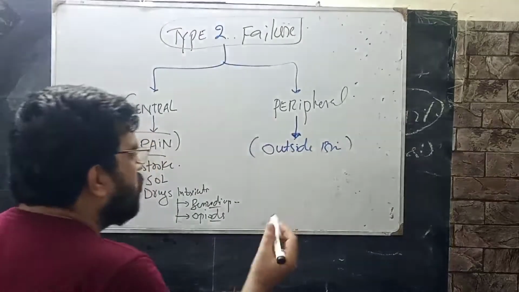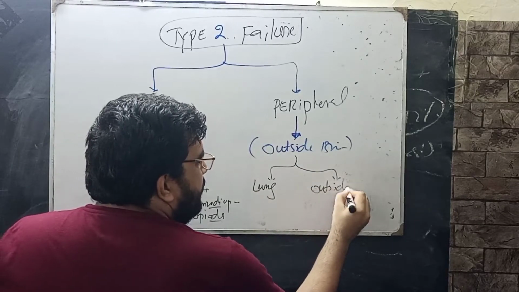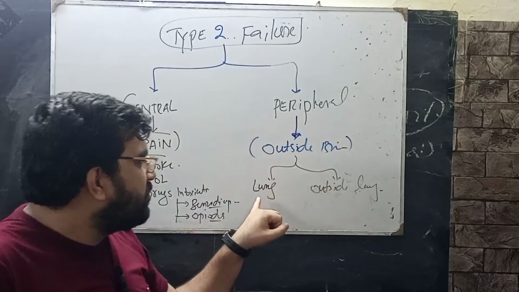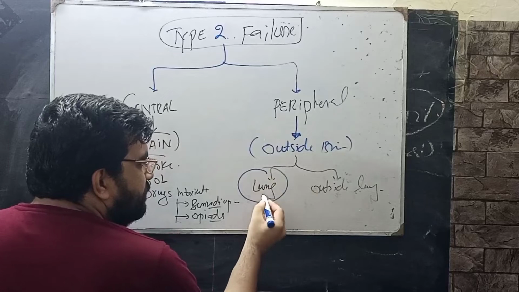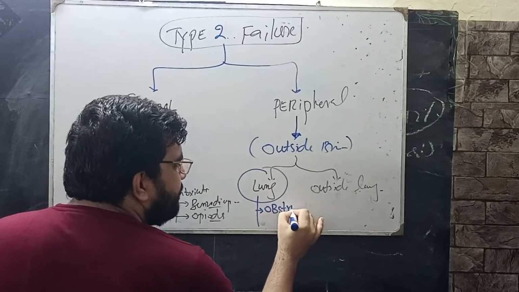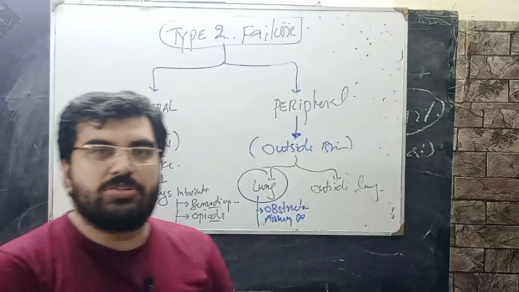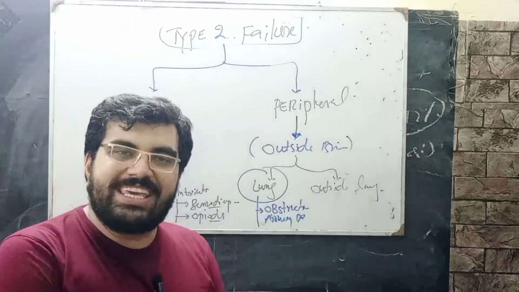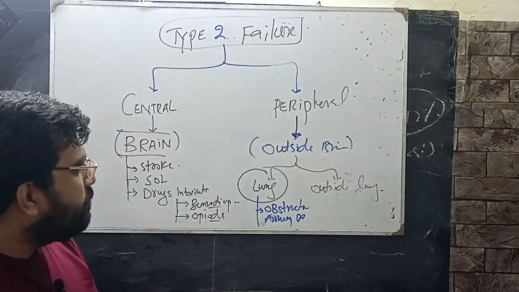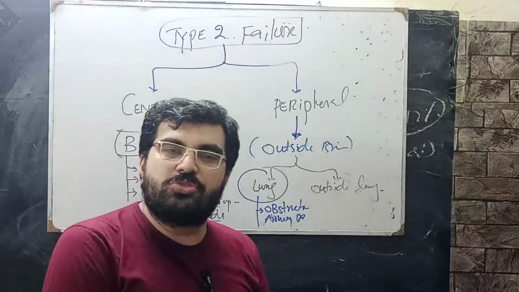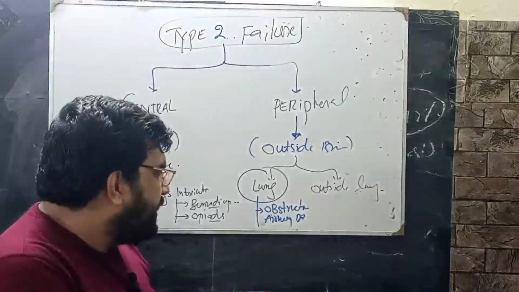Now outside the brain we are having causes. Either the lung is the culprit, now this is very important, or outside the lung. Again, outside the brain is divided into two. Either the cause is in the lung, or the cause is outside the lung parenchyma. So if it involves the lung, we should think of obstructive airway diseases: COPD, asthma, bronchiectasis, respiratory bronchiolitis, RBILD. You should think about the obstructive causes, chronic bronchitis and chronic emphysema. That can give you type 2 respiratory failure.